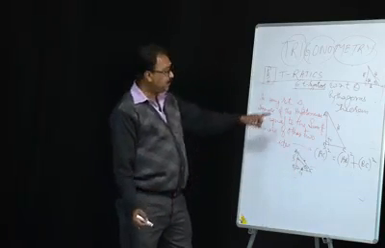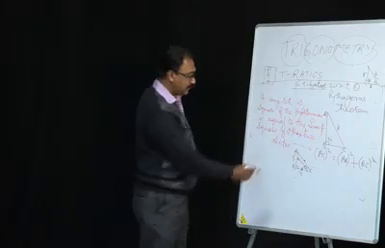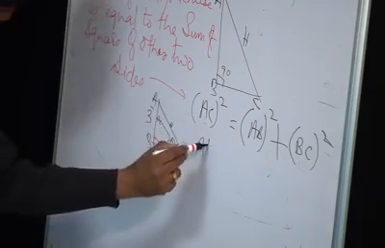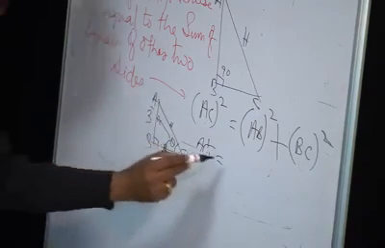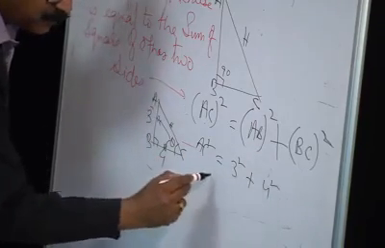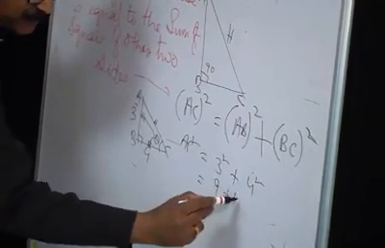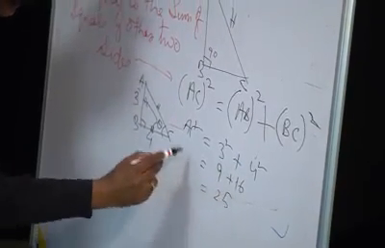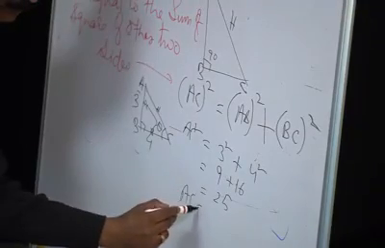How to find this value? With the help of Pythagoras theorem. What does Pythagoras say? AC square, look at this, we don't know AC square, okay? Equal to AB square, AB is how much? 3 square. Plus BC is how much? 4 square. So it is 9 plus 16. If you add, how much do you get? 25. AC square is 25.